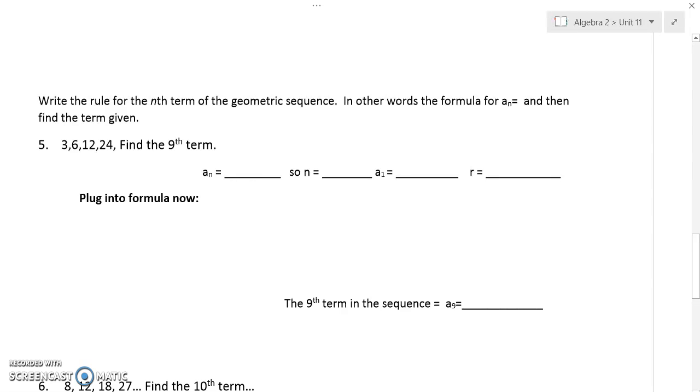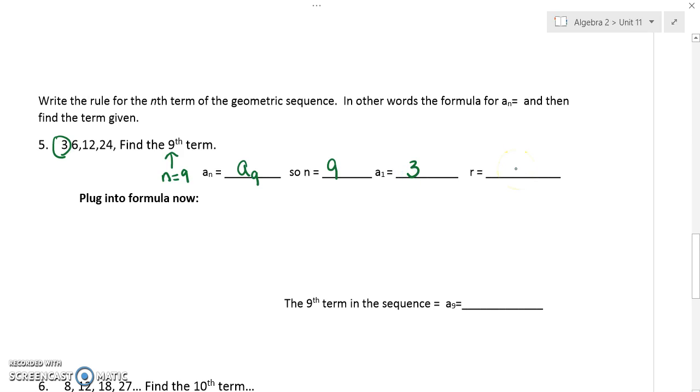What we're going to do is they're going to give us a statement and they want us to find the nth term. So they want us to find a sub 9, really. That's what they want us to find, and n in this case is 9. It's a sneaky way of telling us because they want the 9th number. And a1 is the first number in the sequence, and that is 3. And r is the common ratio.